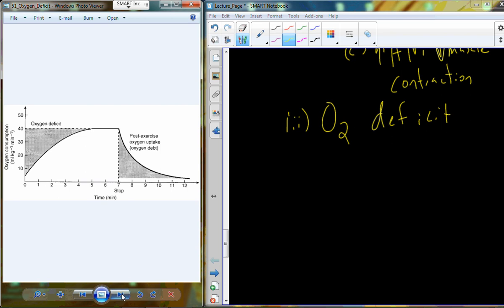So that's called the oxygen deficit on the front end, and it's paid back by this thing called the post-exercise oxygen uptake.